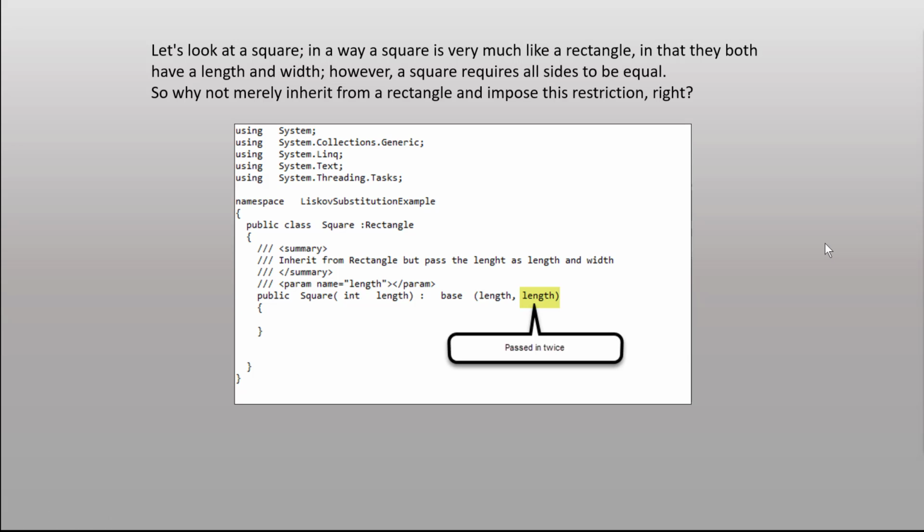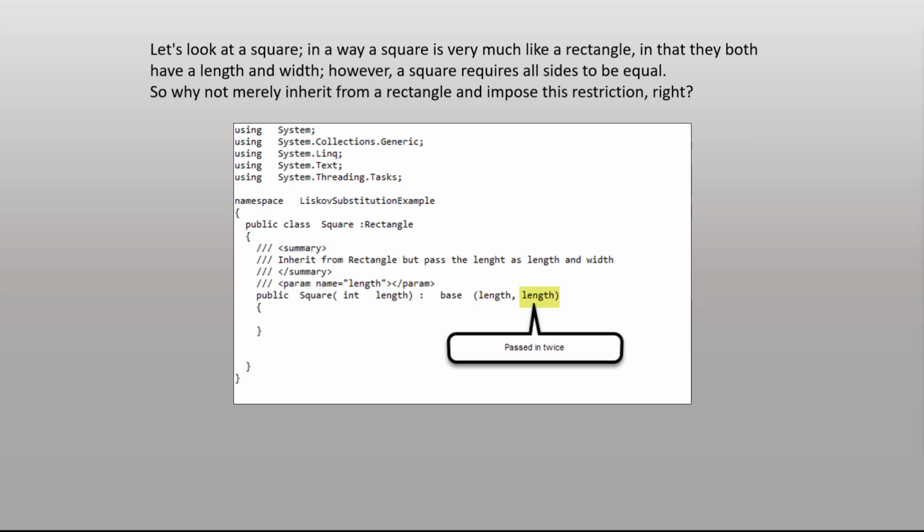Let's look at a square. In a way, a square is very much like a rectangle in that both have a length and width. However, a square requires all sides to be equal. So why not merely inherit from a rectangle and impose this restriction, right? Okay, so I inherit from rectangle and I pass the length twice as length and width into rectangle.